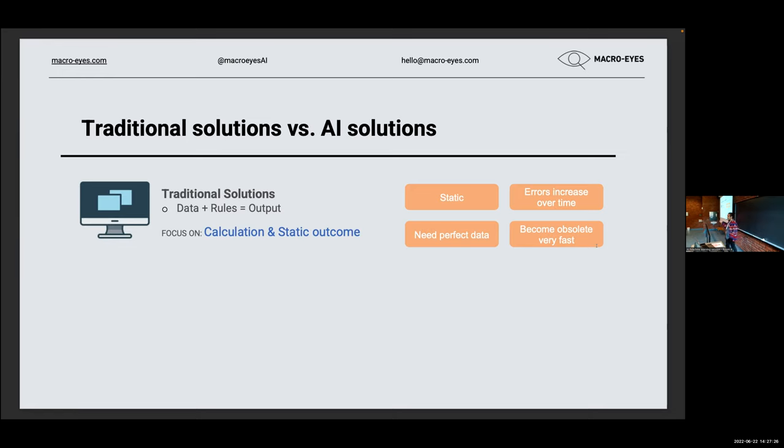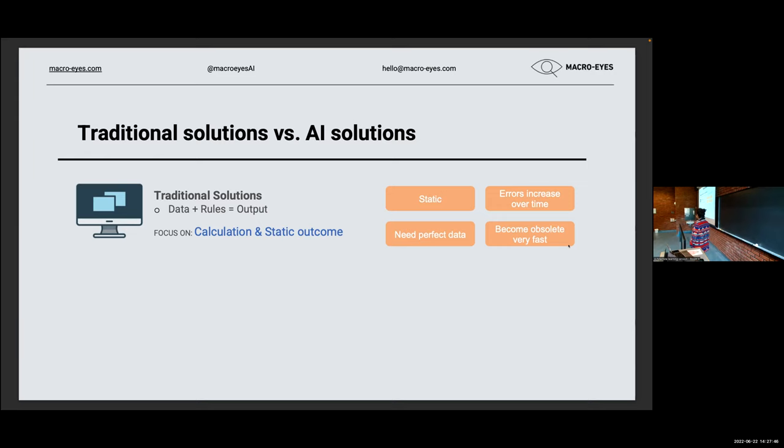Eventually, over time, the error increases because the outside world is changing, but the rules you put in are fixed. So the error that you make with your solution goes up. It needs perfect data. So even if you have perfect rules for your problem and the data is noisy, you will get a bad outcome. And this kind of solution becomes obsolete very fast, because as I said, the outside world is changing. Unless you are changing your rules constantly, this kind of solution doesn't work.